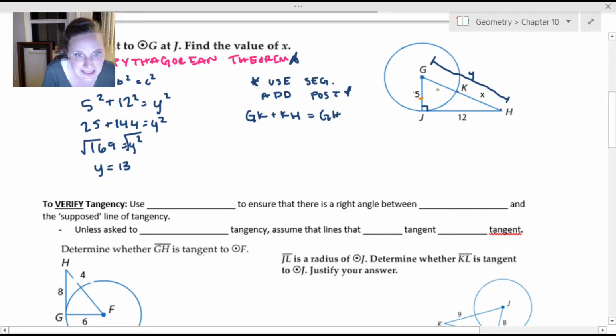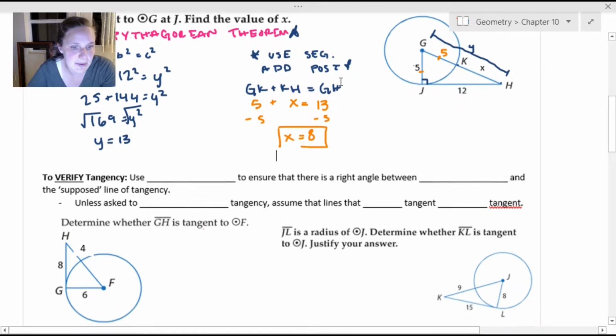Look at it. It's the same as this segment. It's going to be 5. GK is 5 plus KH. That's the x we're solving for. And GH is y, that whole segment is y, and we already know what y is. It's 13. So now we can just solve. Subtract 5 from both sides. We get x is equal to 8.